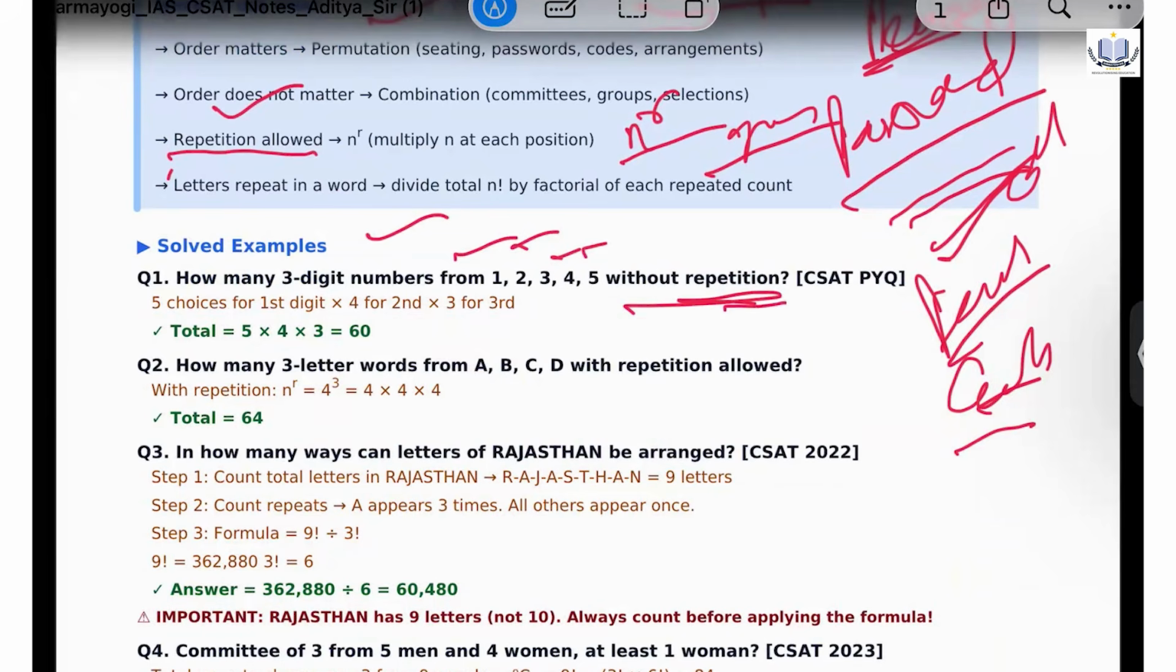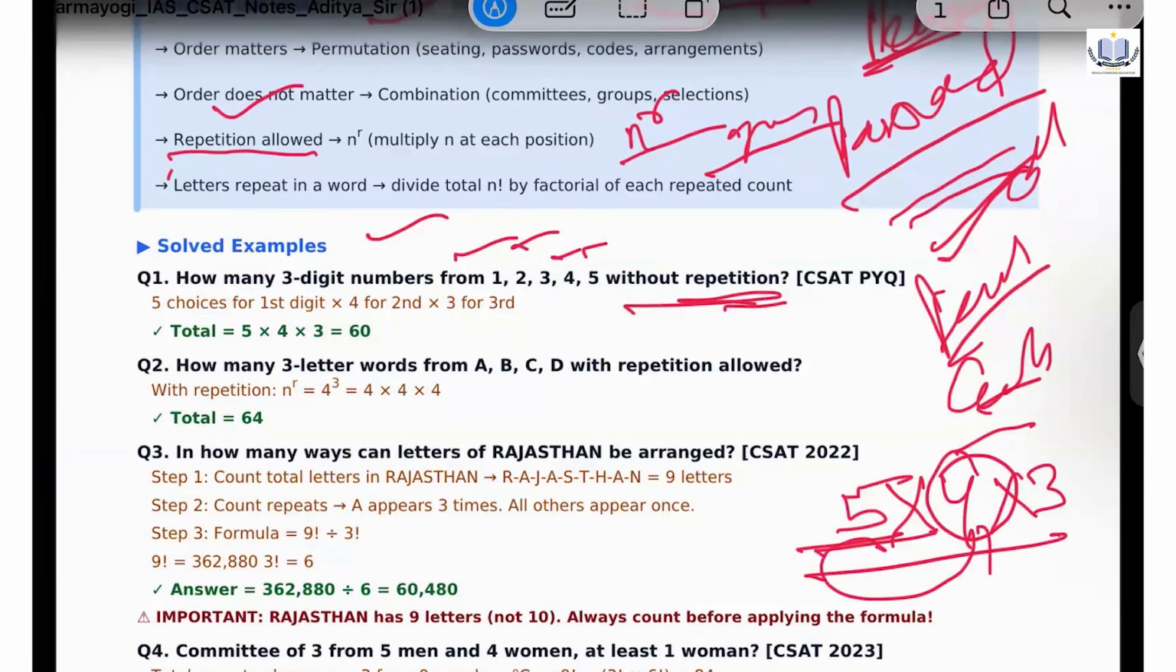Now without repetition, they have said 3 digit. So for the first digit, how many options we have? 5. Now repetition is not allowed, so for the second digit, how many options we have? 4, because we have already used 1 here. And for the last digit, how many options we have? 3. Now 2 numbers we have utilized. Repetition is not allowed, so 5 into 4 into 3 will be the answer. 5 into 4 into 3 equal to 60. 60 will be the answer.